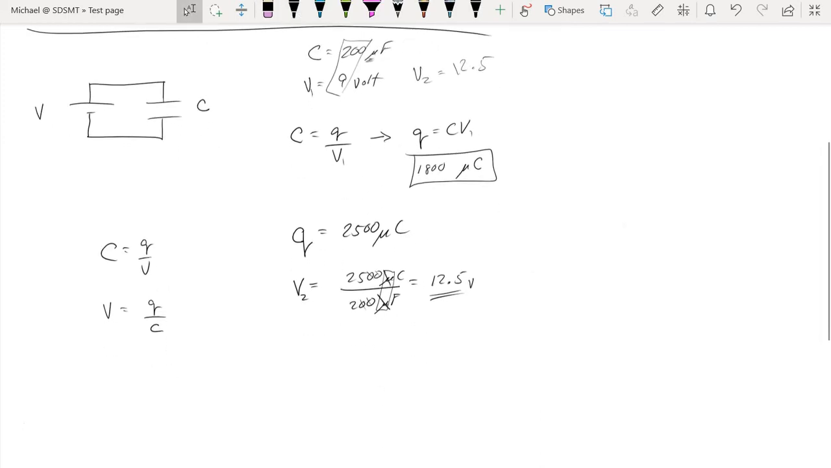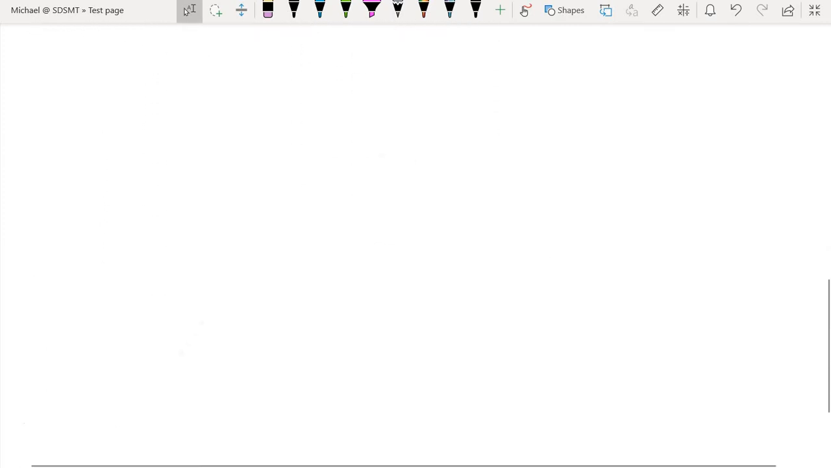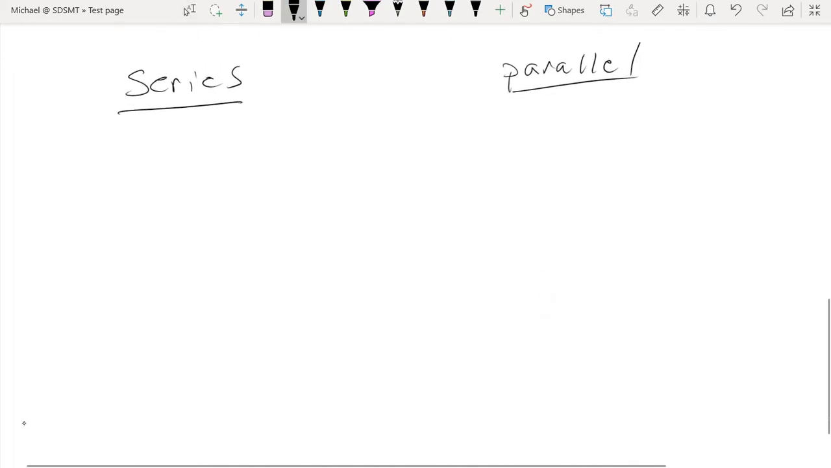All right, that's about it. That's about all we can do with a single capacitor. So now we want to see what happens if we have more than one capacitor in our circuit. And there are multiple ways that we can connect the capacitors to one another. And the two major case scenarios are series and parallel. And we will look at each of these cases in depth.